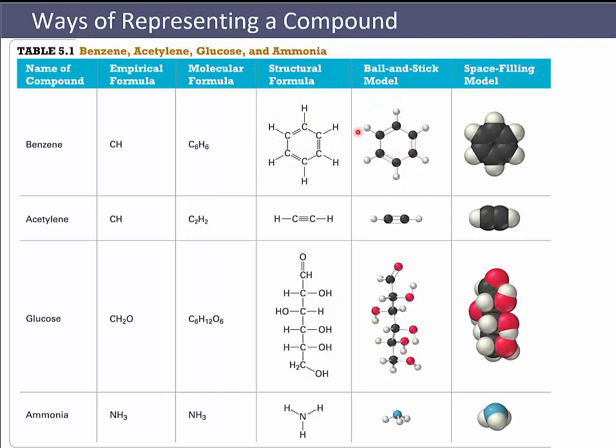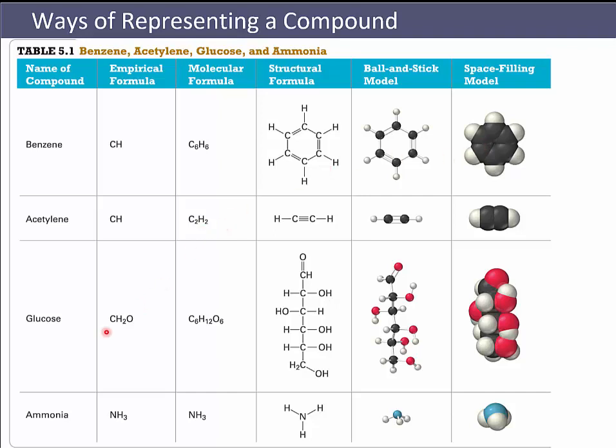Our ball and stick model is going to give us a little bit more information, a little bit more about the three-dimensional structure. It's planar, so it's not very interesting in this picture. And then our space-filling model tells us, well, what does this look like if I actually flesh out where the electrons are going to be?